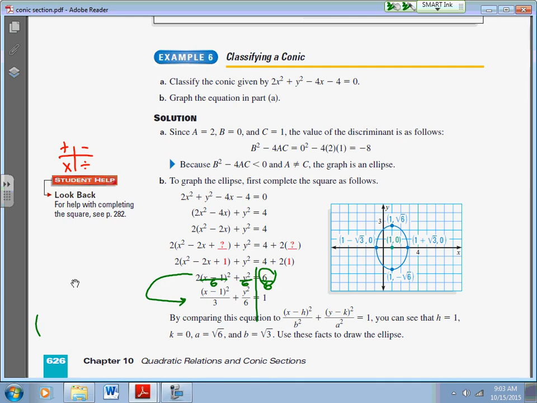Plus, this is all one term right here. You notice the 2 is on the outside of the parentheses? That 2 and that 6 can reduce. That's why that 3 is there. Does that make sense? Okay.